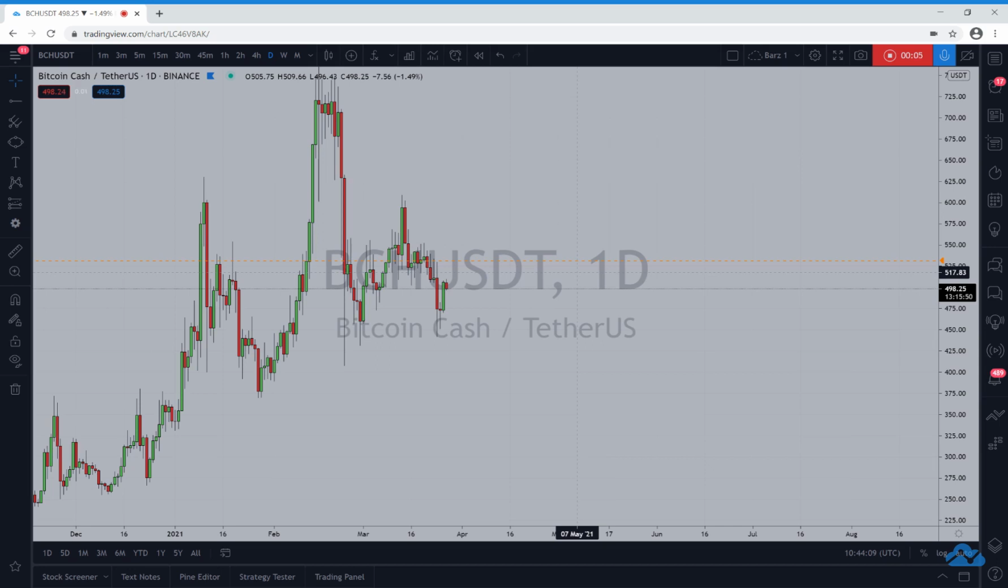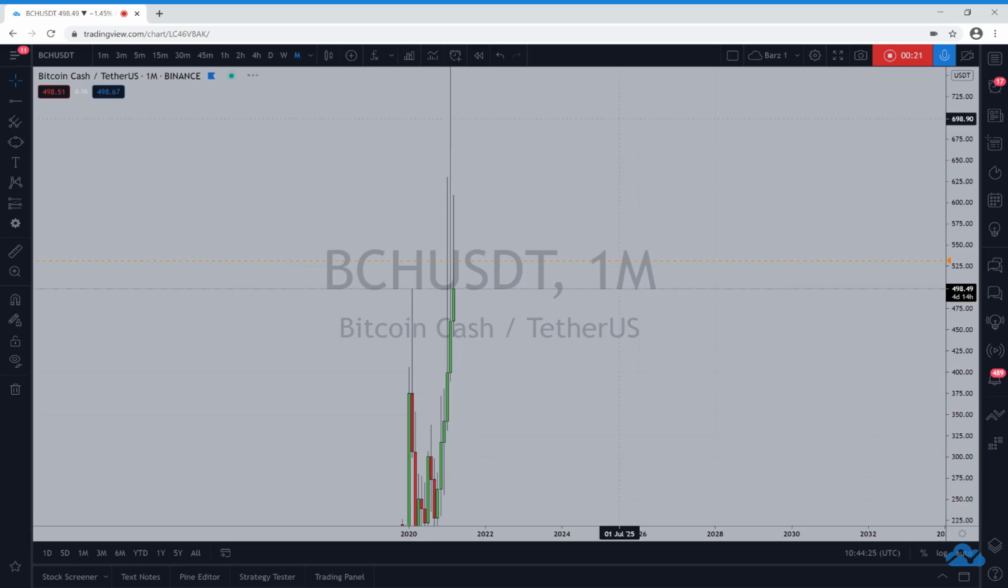So today the pair that we're currently looking at is BCH USDT, which is Bitcoin Cash. Now what scenario do we have on Bitcoin Cash? I'm looking at our monthly time frame. Let's see the environment that we have.